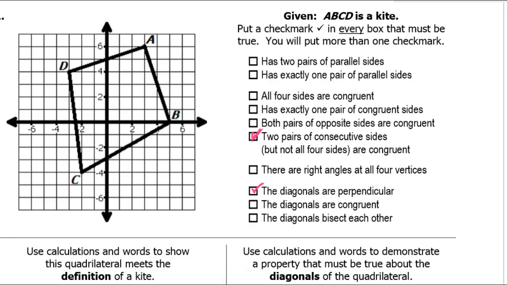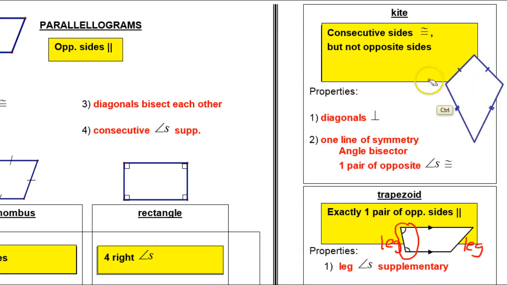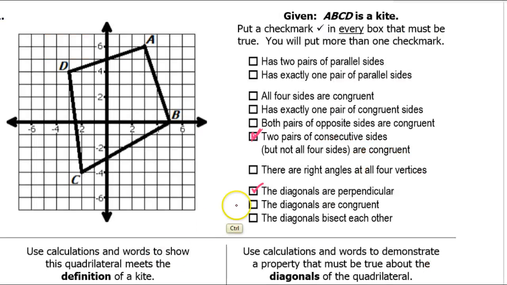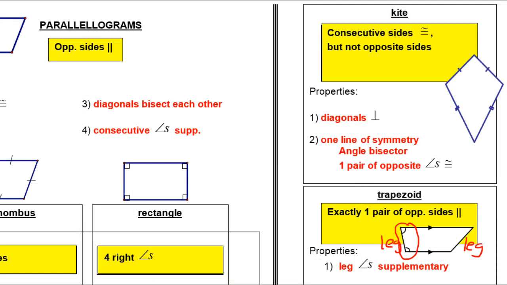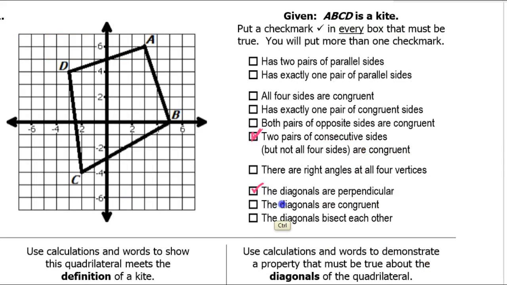The diagonals are congruent. Nope, they are not. We have a long one and a short one. Okay, so nope. The diagonals bisect each other. Nope, that's not true either. Okay, so here's one diagonal and here's another diagonal. The long diagonal bisects the short diagonal. These are going to be equal. But the short diagonal does not cut the long diagonal in half. So they don't bisect each other. So it's only those two that we're going to check off. All right, what's next?